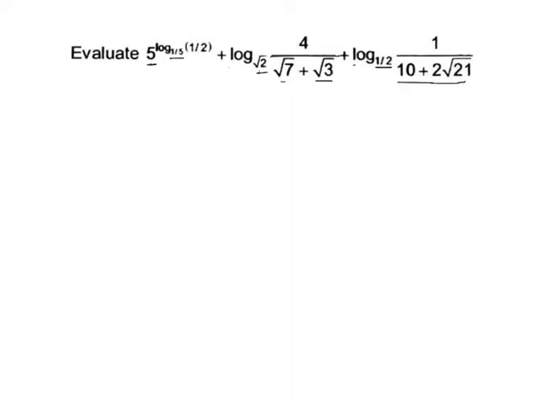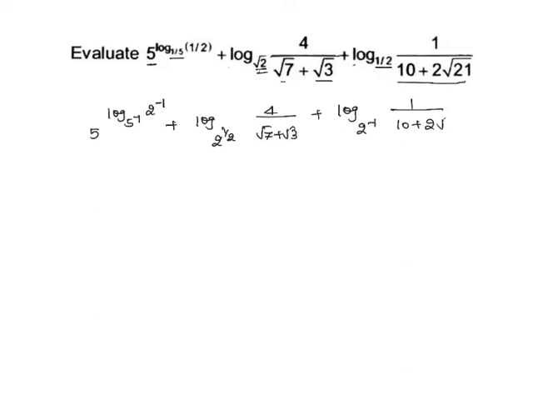First thing, what we can write is on 5. This log 1 by 5 we can write as 5 power minus 1. 1 by 2 we can write 2 power minus 1, plus log root 2 we can write 2 power 1 by 2, 4 divided by root 7 plus root 3, plus log 1 by 2 again we can write 2 power minus 1, 1 divided by 10 plus 2 root 21.